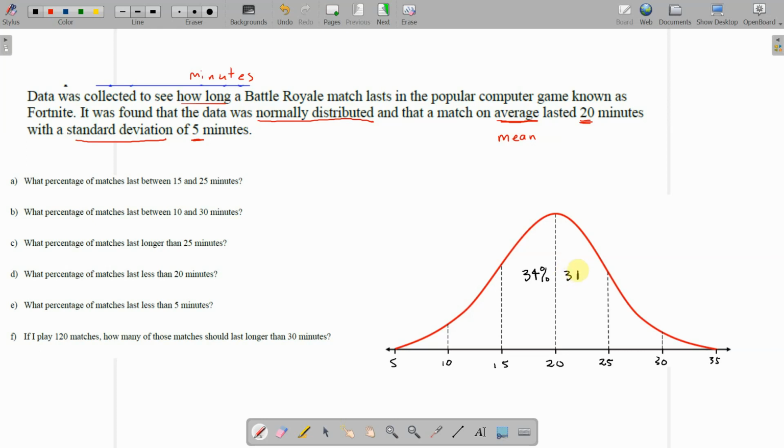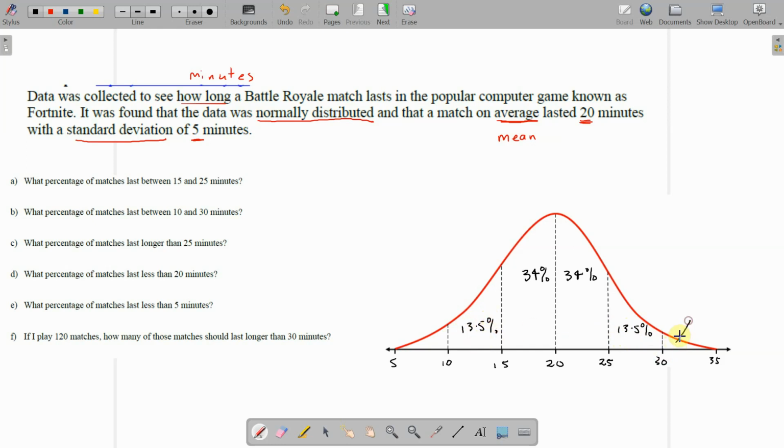So between one standard deviation below and one above, each one of these is 34%. So 34% of the games played last between 20 and 25 minutes, 34% between 15 and 20 minutes. The next one, going from 25 to 30, is only 13.5%. And the same on this side. Between 10 and 15 minutes, only 13.5% of the games played.